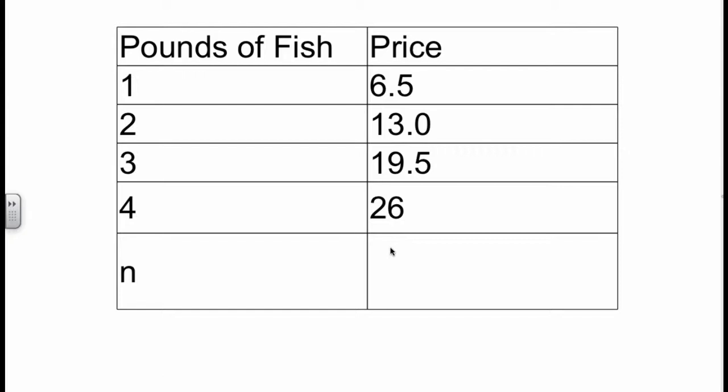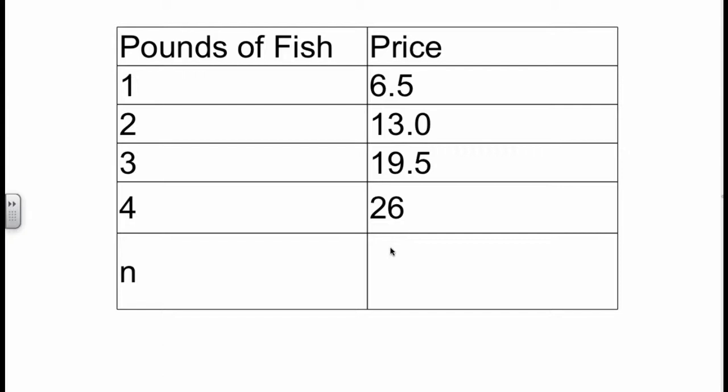Okay, here we go. This is a table that they give us. Pounds of fish and price. So 1 pound of fish is 6.5. 2 is 13. 3 is 19.5. 4 is 26. But here's the question. If I have n pounds of fish, I can make it any number, I have to figure out the price.